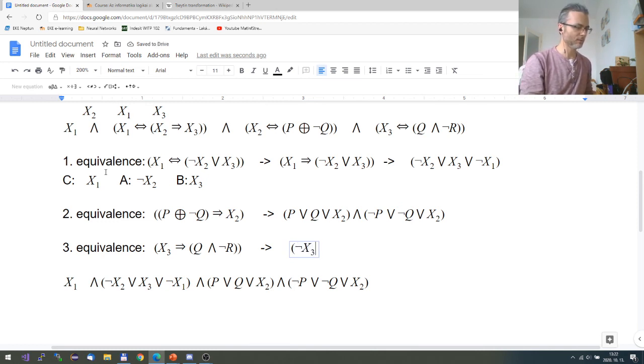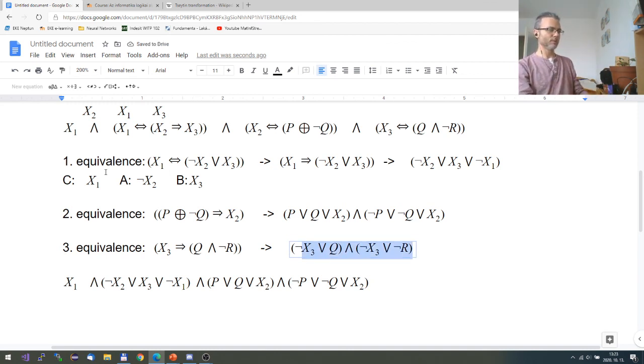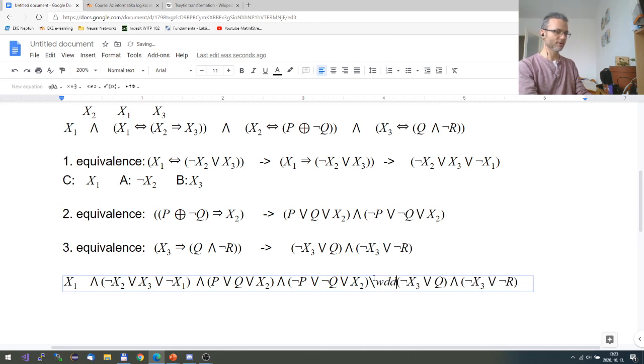I'm pretty sure you could easily translate this to CNF. Let me do it very quickly. Actually, it will consist of two clauses due to the law of distributivity. It's not x or q, and what is the other clause? Not x or not r. Exactly. So this is what you have to plug in here. I forgot to put a conjunction.